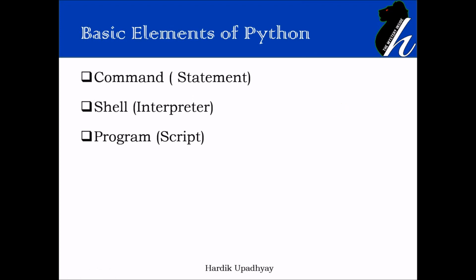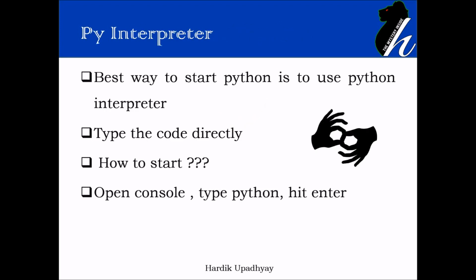So as far as Python programs are concerned, the interpreter is the place where you are going to write your statements or Python commands. Multiple commands written in a combined way, in some meaningful direction, become the program. It is also known as a Python script. So command, shell and program are the basic elements of Python. The Python interpreter I have already demonstrated to you this way.